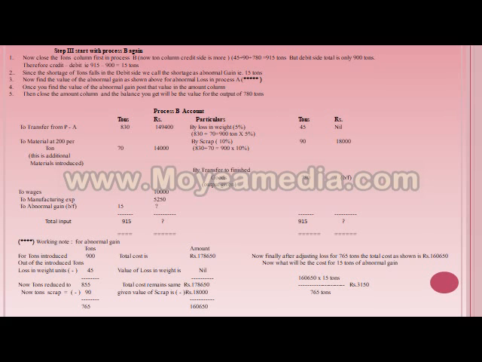The same way as you did in process A for abnormal loss, you do the calculation for abnormal gain as well. As shown here, for 900 tons, the cost is 1,78,650. Out of this 900 tons, you remove the 45 normal loss and it doesn't have value. So the remaining will be 855 tons. The cost will be 1,78,650.